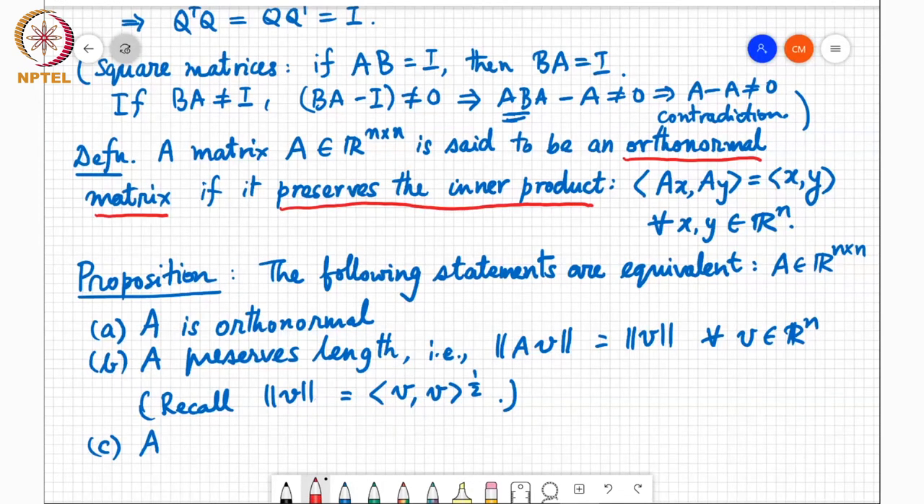That is, you take two vectors in R to the n. If you find their inner product, that is XY. And then you take AX and AY. Those are also two vectors in R to the n. And you find their inner product. And those two numbers must be equal for all pairs of vectors in R to the n. Not for just one particular pair.